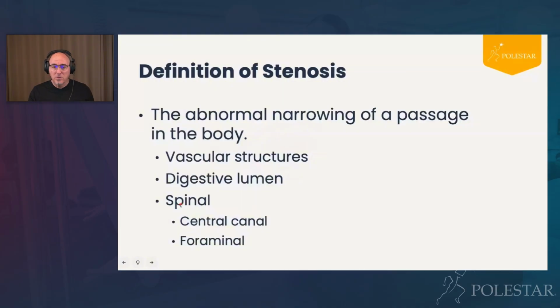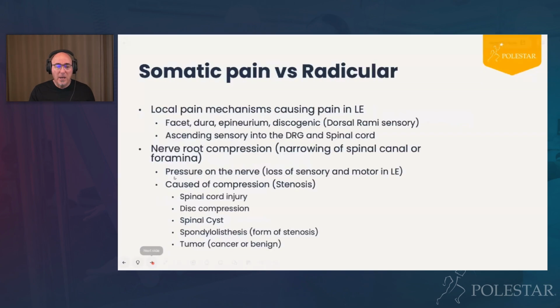Today we're talking about the spinal cord, right? We're talking about the central and the foraminal stenosis, which is a narrowing. And that actually can be caused by a lot of different things, right? When we think of the symptoms of a stenosis, we might have some local pain, right? Causing lower extremity pain. That could be facet, dura, epineurium, discogenic, that dorsal rami that I just showed you. The ascending sensory into that dorsal root ganglia and spinal cord could be irritated as well. And this is going to be the nociceptive fibers coming up to the head, right, to the thalamus. And the thalamus is going to be interpreting, is this something that we need to be worried about? And then that's where the frontal cortex is going to basically say, do I need to create pain? Is there something that needs to happen to protect our body? And that's where pain is experienced, in the frontal cortex.